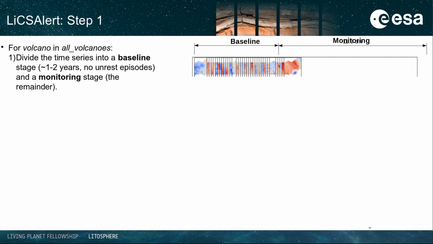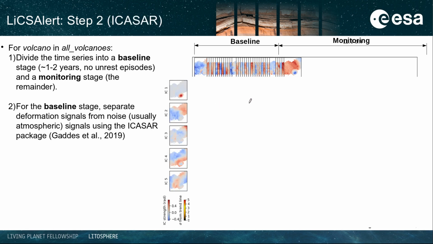To do this, we've developed the LiCSAlert algorithm, which is divided into 4 parts. In the first, we simply divide our time series up into a baseline stage of perhaps 1 or 2 years, when we think that we didn't have any periods of unrest at the volcano. In the second stage, we can then use ICASAR, which is a Python package that I wrote for applying independent component analysis to InSAR data, and we can use that to find the latent signals that combine into each interferogram. So here IC1 is probably a deformation pattern located on the caldera.